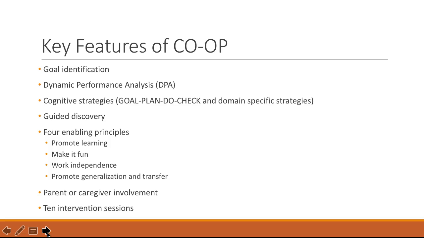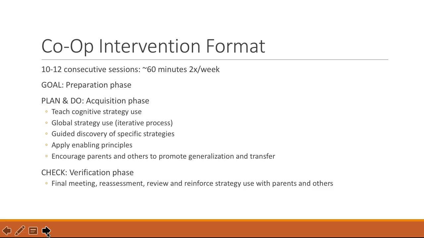Lastly, therapy using a co-op approach typically spans 10 intervention sessions. And here you can see the intervention format when using the co-op model. Intervention usually occurs 1 to 2 times a week, and the session begins with the preparation phase in which the child identifies the goal they want to work on that session. And then the child is guided through the plan and do phase in which skill acquisition is the focus. And the session wraps up with the verification phase in which the child checks how the plan went.